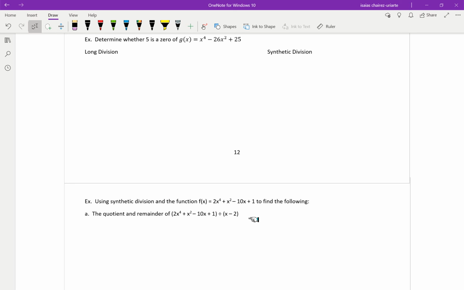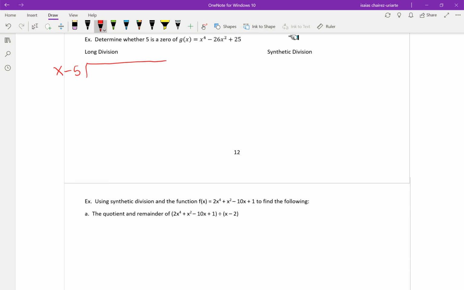Okay, hopefully you got a chance to try them and you have some answers here. Let's see. So let's address the first problem here. So I want to determine, is 5 a 0 of g of x? Okay, in order to test that, I'm going to do the following. So right now I'm dealing with positive 5. That means x minus 5.